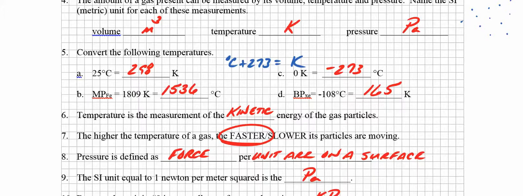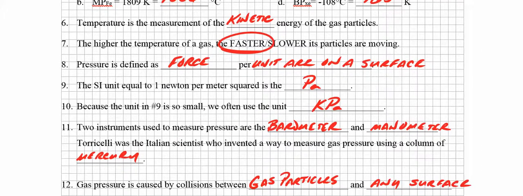All right, number six, the temperature is the measurement of the kinetic energy of gases. That's part of something called the kinetic molecular theory that we'll learn about a little bit later. One of the postulates of the kinetic molecular theory is that temperature is related to kinetic energy. The faster the particles are moving around, the greater the temperature, right? Number seven, the higher the temperature of the gas, the faster the particles are moving. So the faster the particles are moving, obviously the greater the kinetic energy, okay?